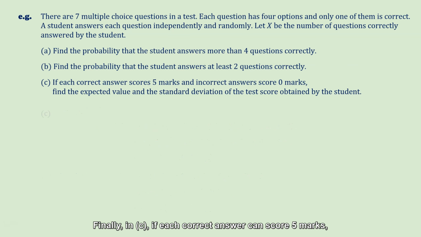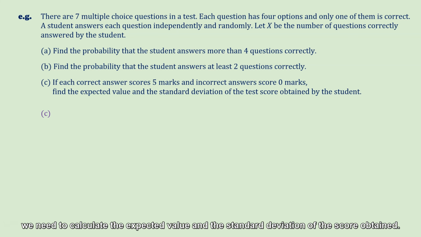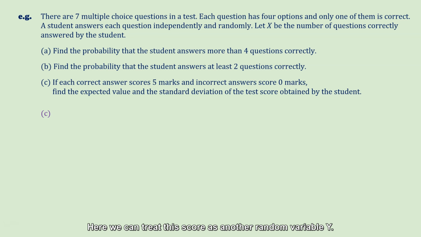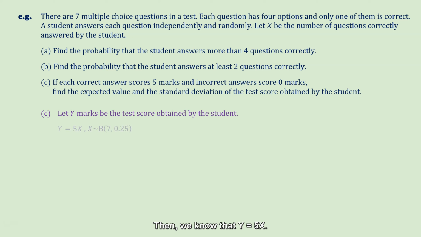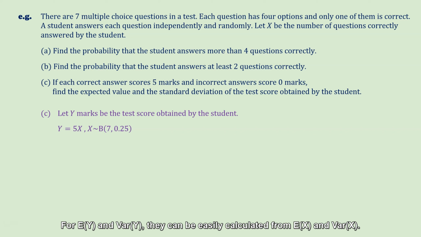Finally, in part C, if each correct answer can score 5 marks, we need to calculate the expected value and the standard deviation of the score obtained. Here we can treat this score as another random variable Y. Then we know that Y is equal to 5X. For the expectation of Y and the variance of Y, they can be easily calculated from the expectation of X and the variance of X.